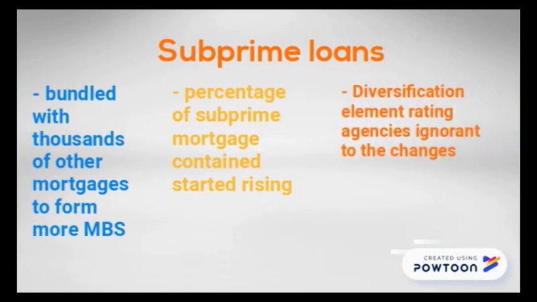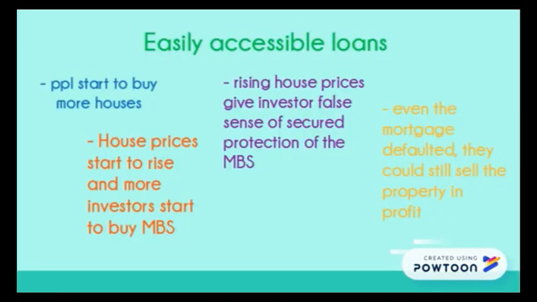Due to the diversification element, rating agencies were still ignorant of the changes and gave a high rating to these securities. Due to easily accessible loans, people started buying more houses. House prices started to rise and more investors started to buy MBS. Rising house prices also gave investors a false sense of secured protection of the MBS, as they presumed that even if the mortgage defaulted, they could still sell the property at a profit.